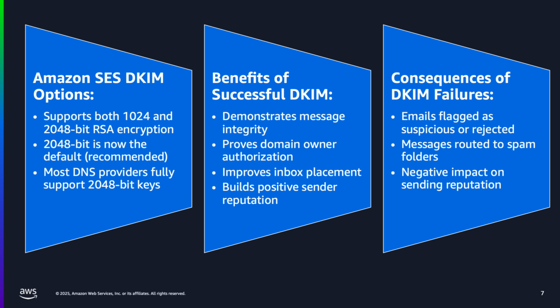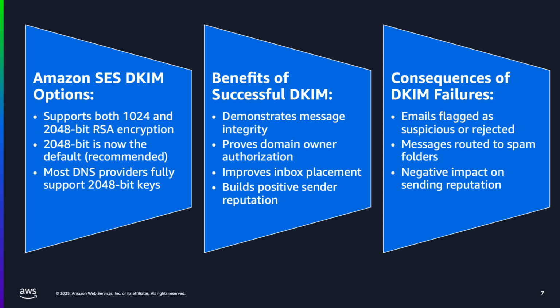Amazon SES supports both 1024 and 2048-bit RSA encryption for DKIM signatures, with 2048 bits now being the default. Most DNS providers now fully support 2048-bit keys, making them the recommended choice for most secure email authentication. When DKIM authentication passes, that means the message demonstrates integrity, proving it hasn't been tampered with during transit.